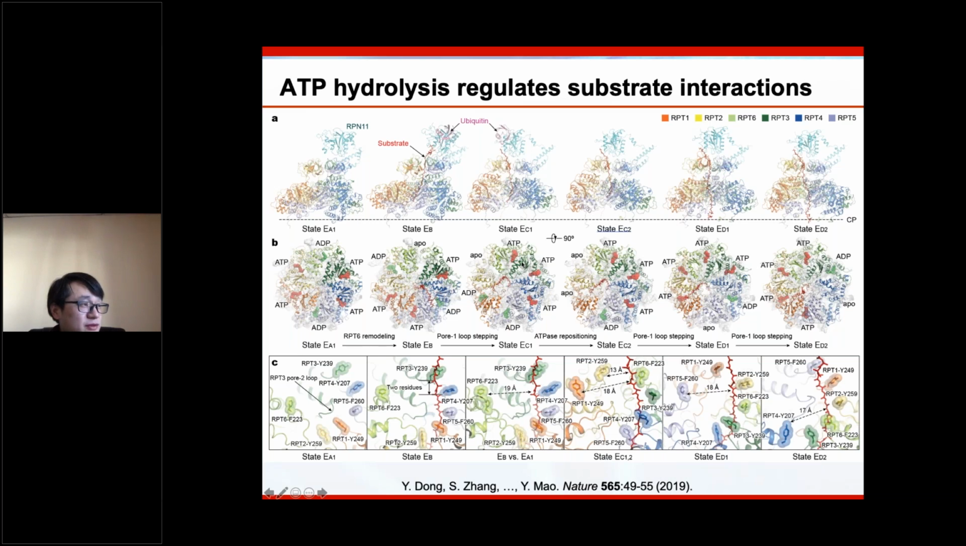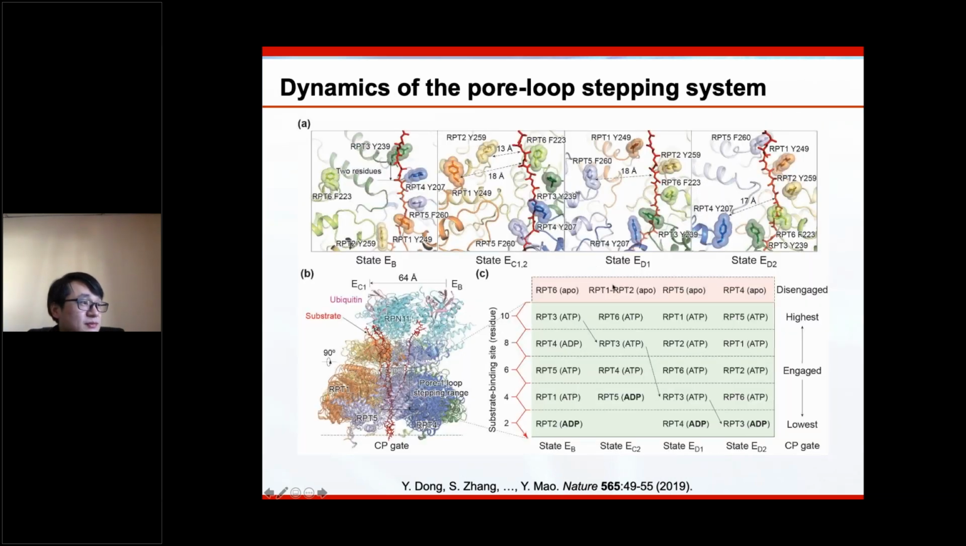So the outcome is during this 4-cycle of around the ring ATP hydrolysis, this green tyrosine residue is moving from the top to the bottom. And that's solely driven by the ATP hydrolysis. So the current slide, the lower right panel is the diagram showing the pore loop stepping system that I just explained.